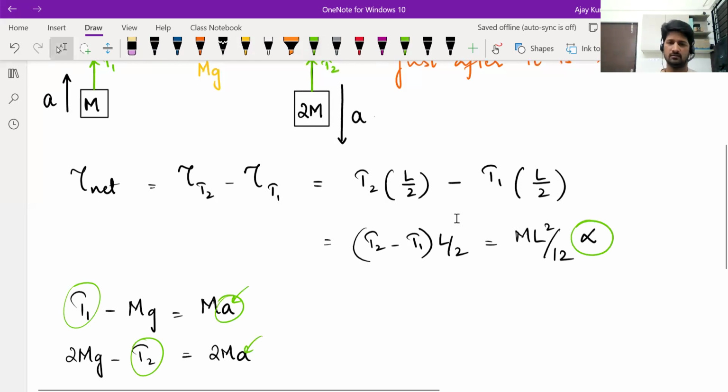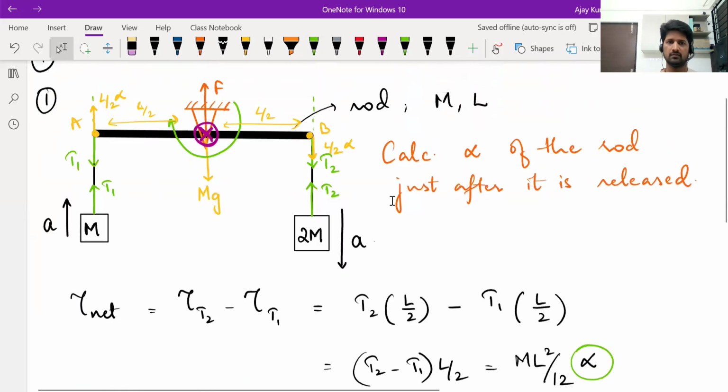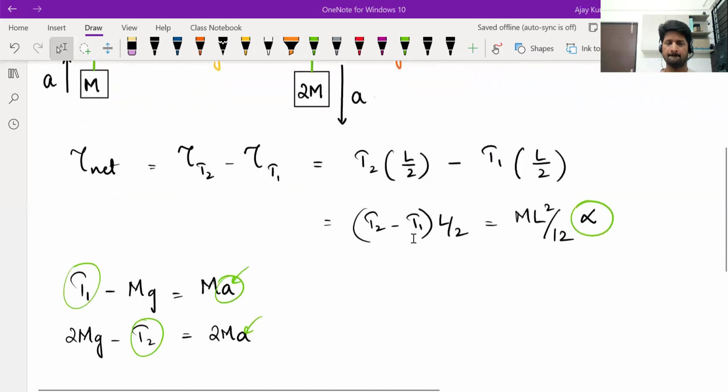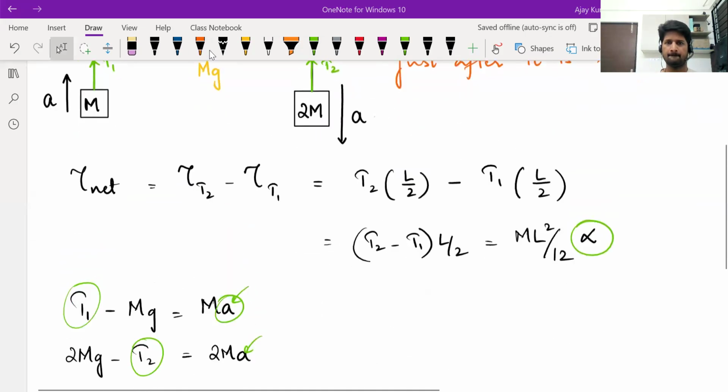Can you tell the last equation that we are going to write? Okay. The last equation is the relation between the block's motion and the rod's motion.